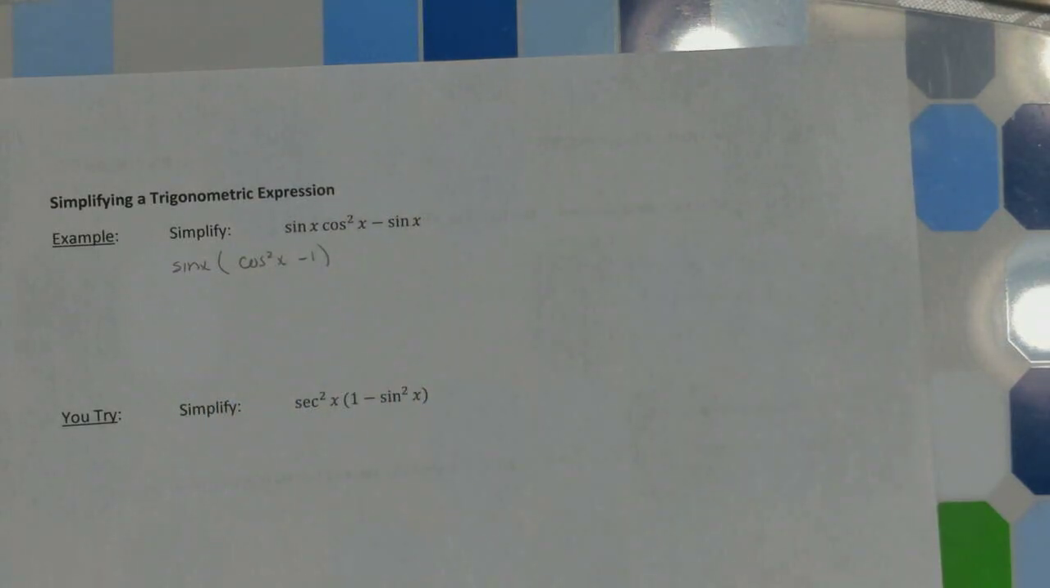All right, going to the back. It says simplify this trig expression. So the first thing I am going to do is I'm going to factor out a sine x. That's going to leave me cosine squared x minus 1.